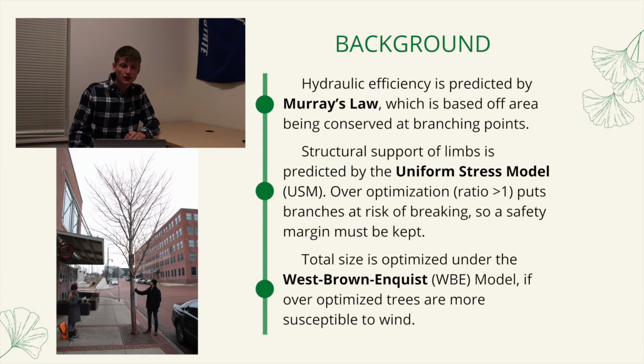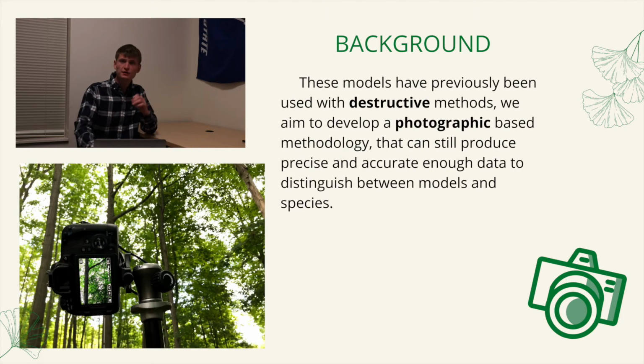The final model that we look at is the West-Brown-Enquist model, which predicts for the total size of the tree, how massive it is. And if a tree were to over-optimize for this, it would be more susceptible to wind knocking it over or breaking parts of it off, because it is simply more massive. Now, these models are nothing new.